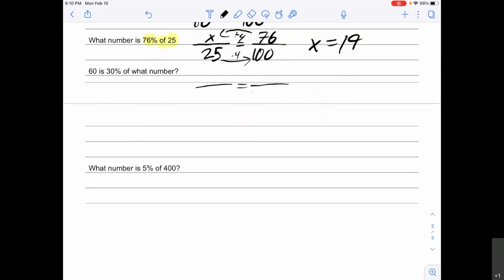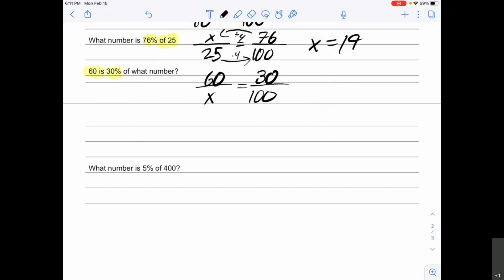Setting up my proportion, I know 100 goes right there. The next thing I see is 30%. 30%, well, that means that goes right there. The next thing I see is that it says "60 is." "Is" is my clue word here. That means my 60 goes over here. Okay? And that means my unknown is there.